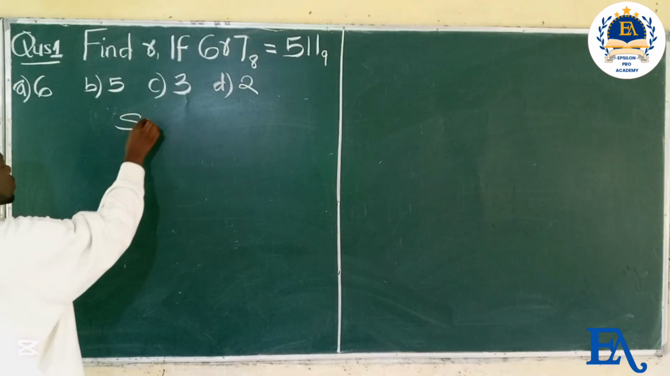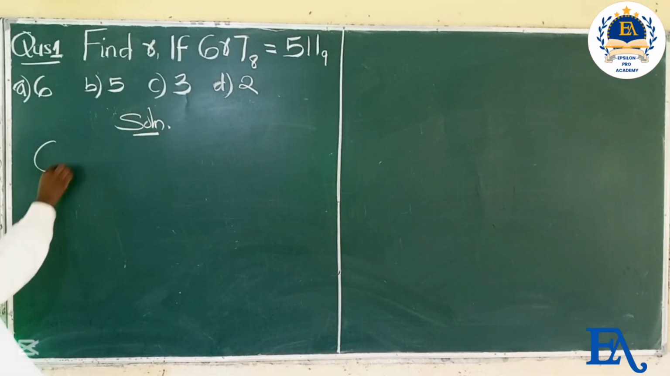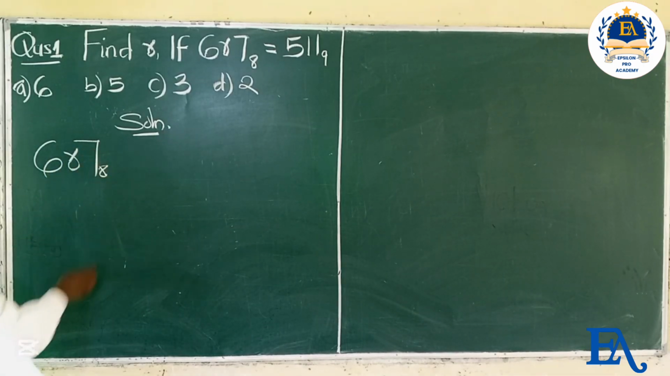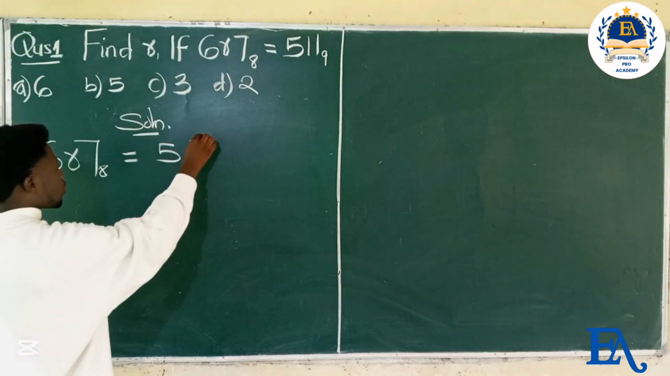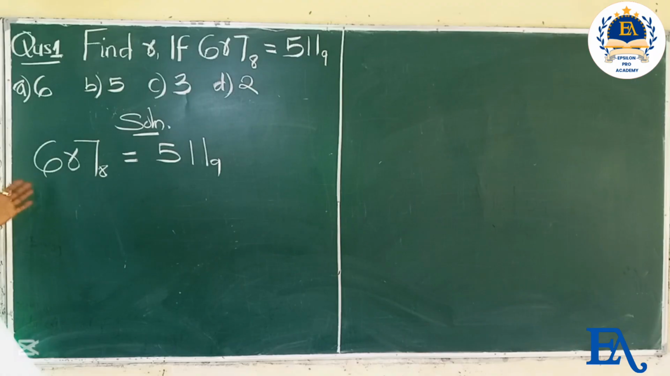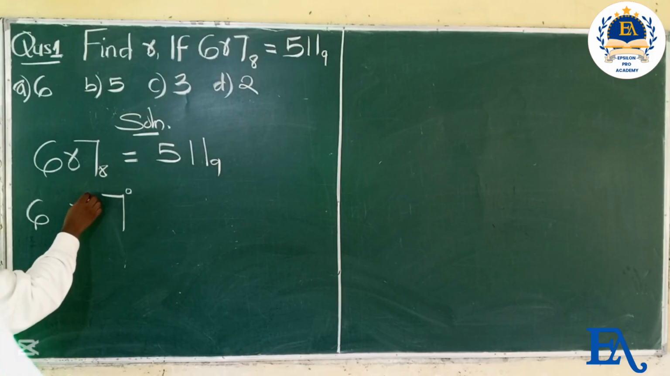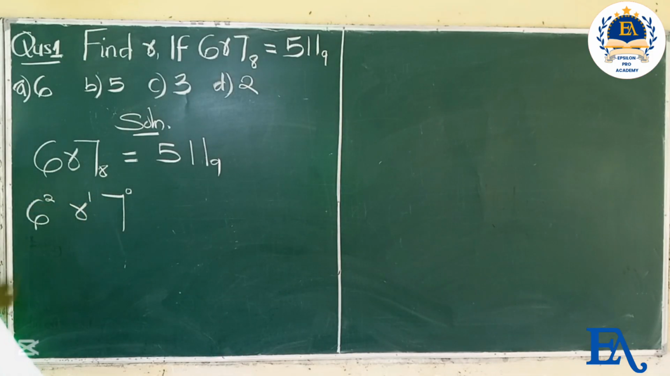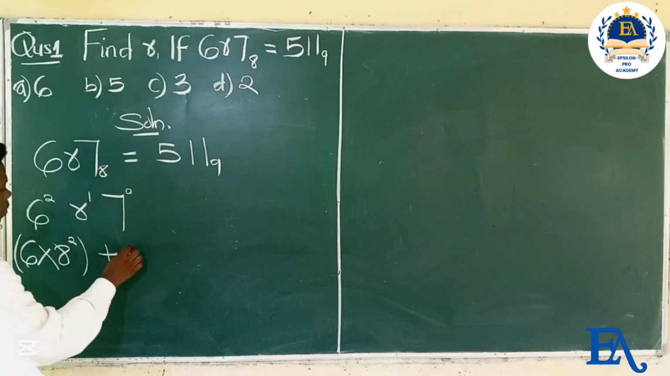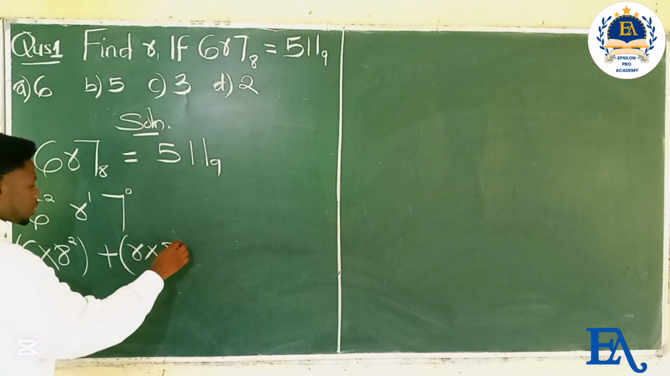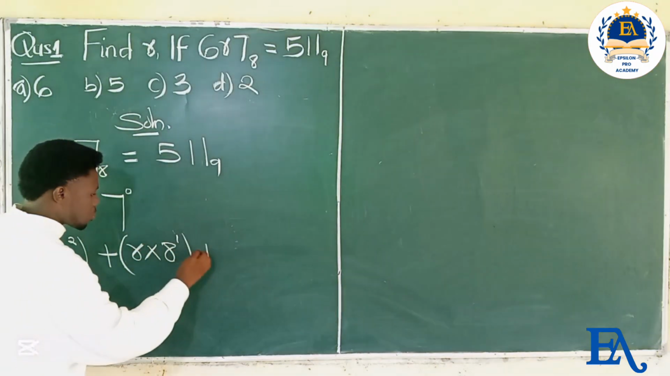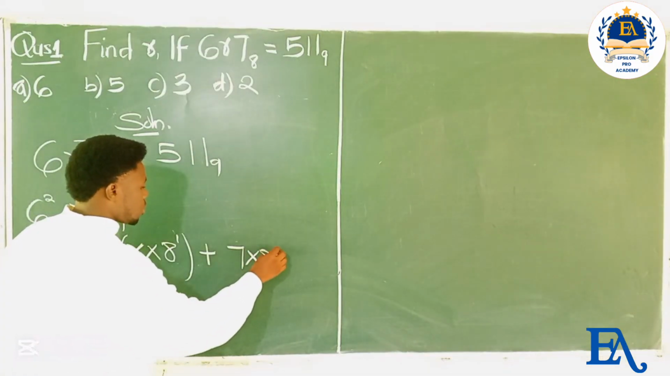So first step, solution. 6R7 in base 8 is equal to 511 in base 9. Converting the left hand side to base 10, we have this. 6, R and 7, ranging from 0, counting to the left, 0, 1 and 2. Therefore, since the base is 8, we have 6 times 8 raised to the power of 2, plus R times 8 raised to the power of 1, plus 7 times 8 raised to the power of 0.